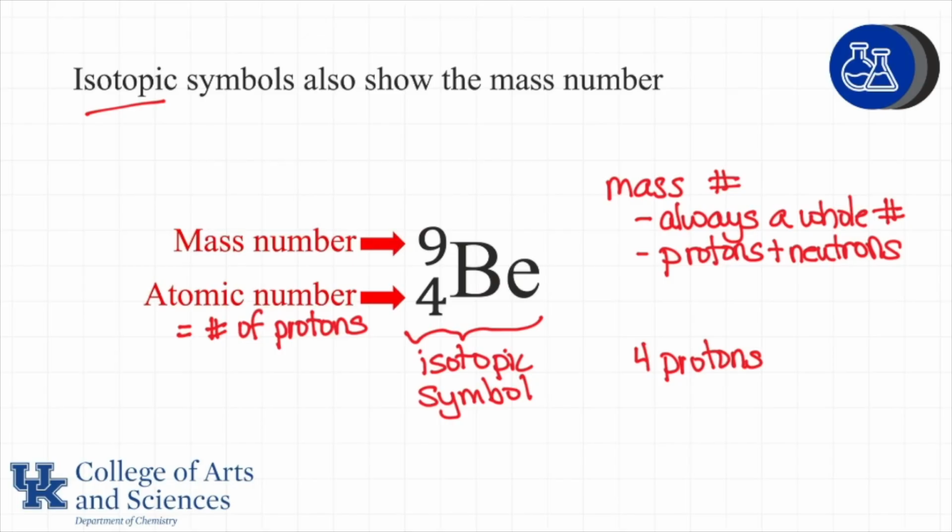So in this example, we have 4 protons because our atomic number is 4, and we see that we have a mass number of 9. So the number of protons plus the number of neutrons equals 9, and if we know protons is 4, then we know that the neutrons are equal to 5. So an atom of beryllium-9 has 4 protons and 5 neutrons.